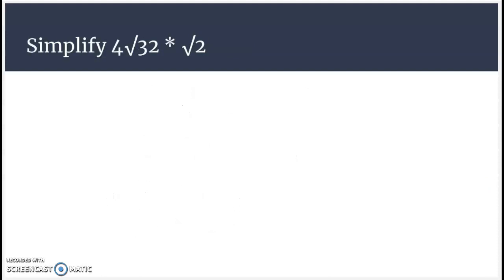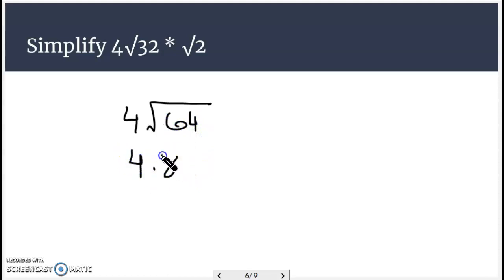Alright, 4 square root of 32 times 2. Well, let's go ahead and multiply these together. 32 times 2 is 64, and that turns out to be a perfect square. So really this is 4 times 8, and we just get 32.